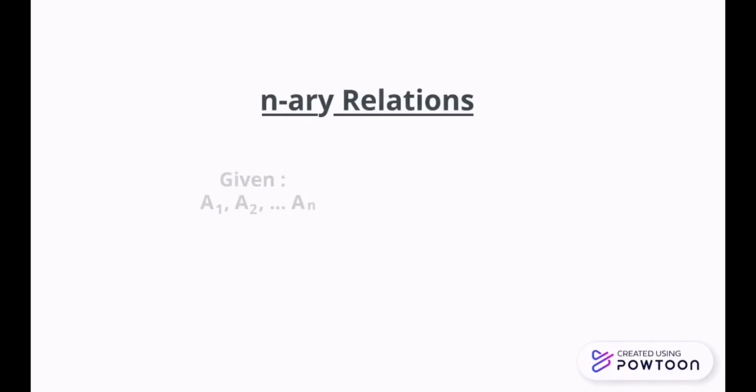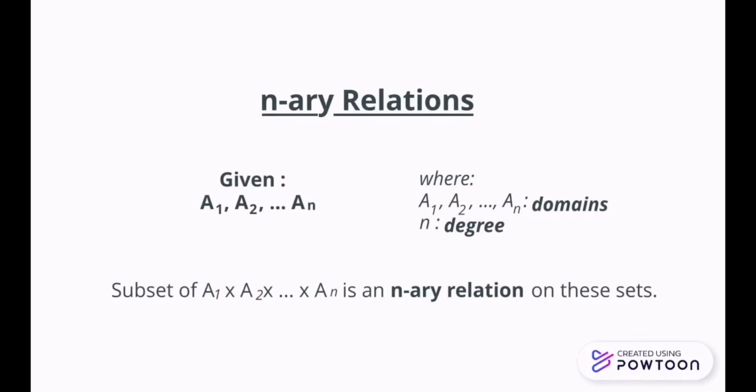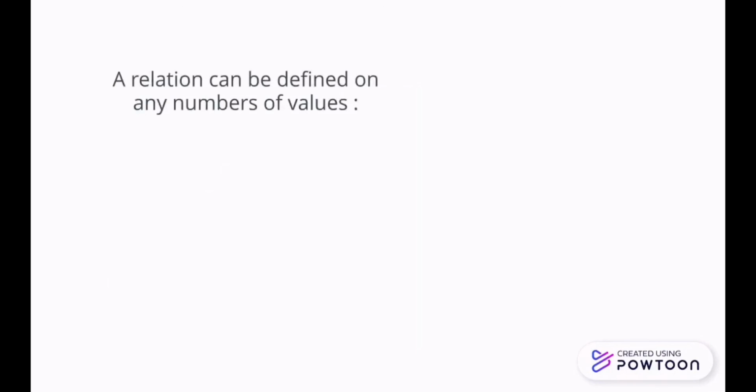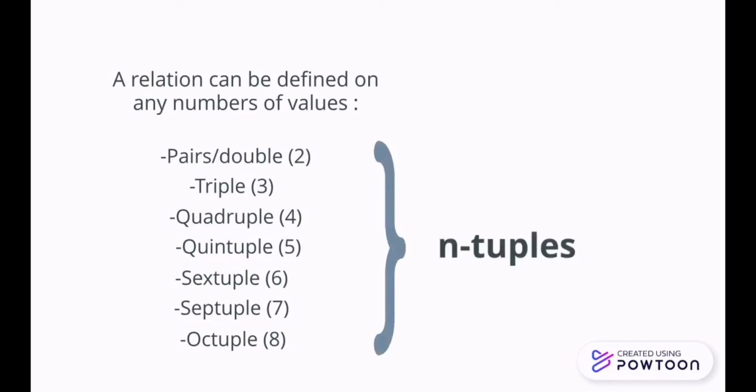If you were given sets A1, A2 until An, where A1, A2 till An are domains and n is the degree, the subset of A1 cross A2 cross until An is an n-ary relation on these sets. A relation can be defined on any number of values, such as 2 for pairs or double, 3 for triple, quadruple, quintuple, sextuple, septuple, octuple, and so on. In all of these, we call them n-tuples.